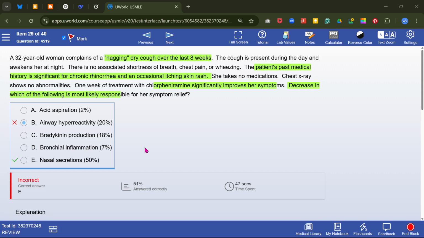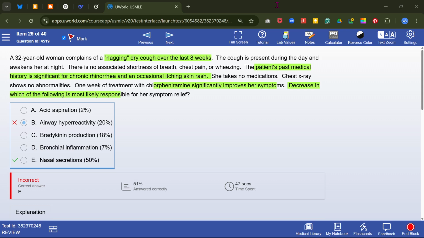Okay, now look at this question. This 32-year-old woman complains of a nagging dry cough over 8 weeks. So it is a chronic cough. The cough is present during the day and awakens her at night. There is no associated shortness of breath, chest pain, or wheezing. The patient's medical history is chronic rhinorrhea, very high yield, and an occasional itching skin rash. She takes no medication. Chest X-ray shows no abnormality.